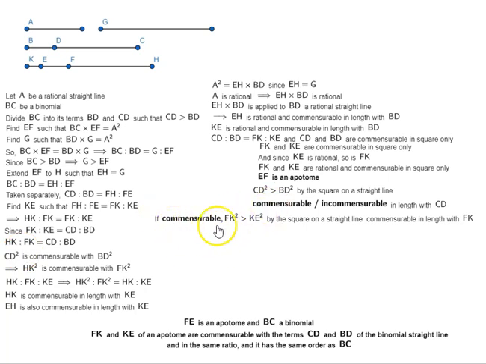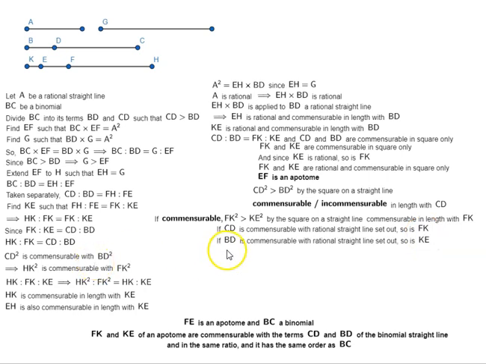If commensurable, CD square is greater than BD square by the square on a straight line commensurable in length with CD. Because of this proportionality, we can say that FK square is greater than KE square by the square on a straight line commensurable in length with FK. Now, if CD is commensurable with a rational straight line set out, so is FK. If BD is commensurable with the rational straight line set out, so is KE.